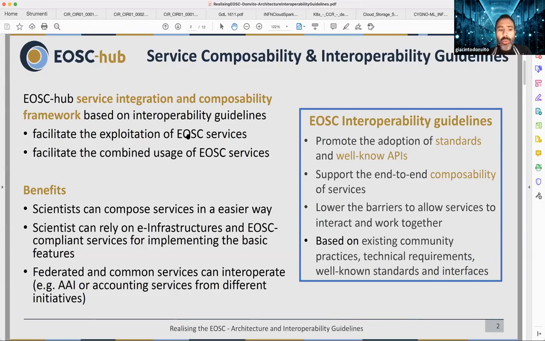Just to make some examples, obviously having the possibility to rely on federated and common services gives the possibility to easily interoperate at the level of AAI or accessing protocols or monitoring, accounting and those kinds of things. The main objective here is to propose the adoption of standards in terms of well-known protocols and APIs. And with this approach, the idea is to support end-to-end composability of the services.